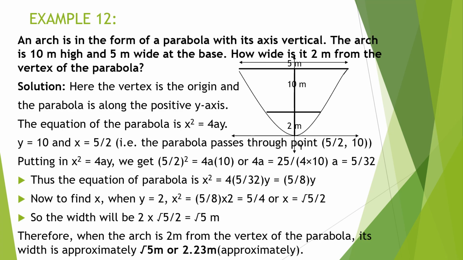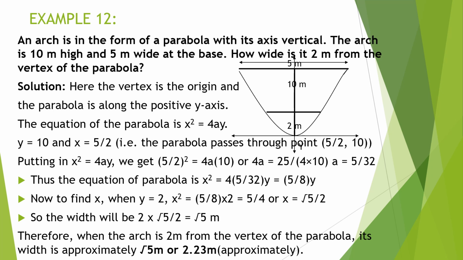Now some different types of examples. An arch is in the form of a parabola with its axis vertical. The arch is 10 meter high and 5 meter wide at the base. How wide is it 2 meter from the vertex of the parabola? We know that we have considered in all the cases the vertex as the origin. So the parabola is along the positive y-axis. So what will be the equation? x square is equal to 4ay.